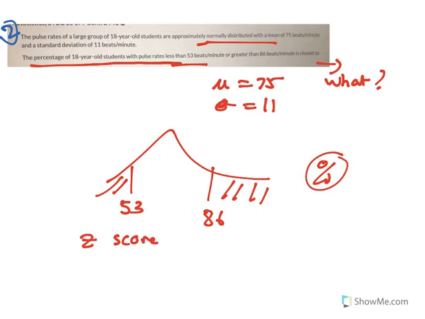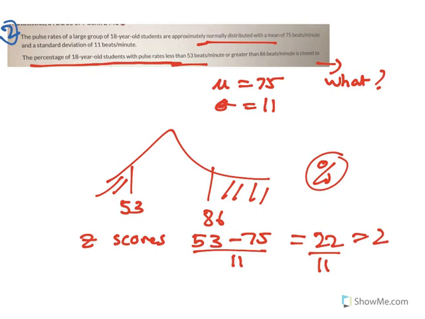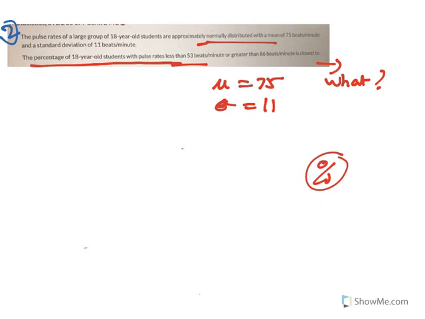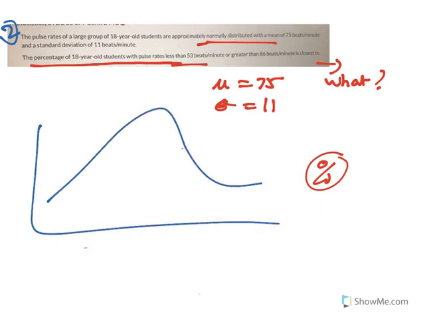So let's get the z-scores. So the z-score for 53 would be 53 minus 75 on 11, which is, so that's a z-score of minus 2. And a z-score of 86 would be 86 minus 75 divided by 11, that's a z-score of 1. So this is what we're looking at here. We have a z-score of minus 2 and a z-score of 1.